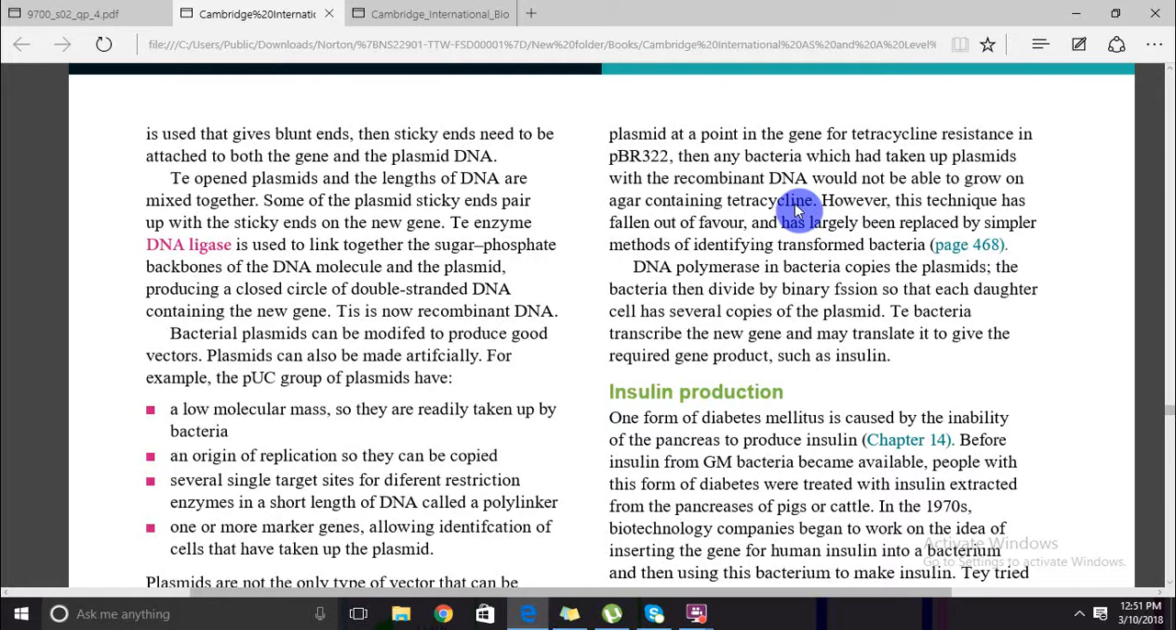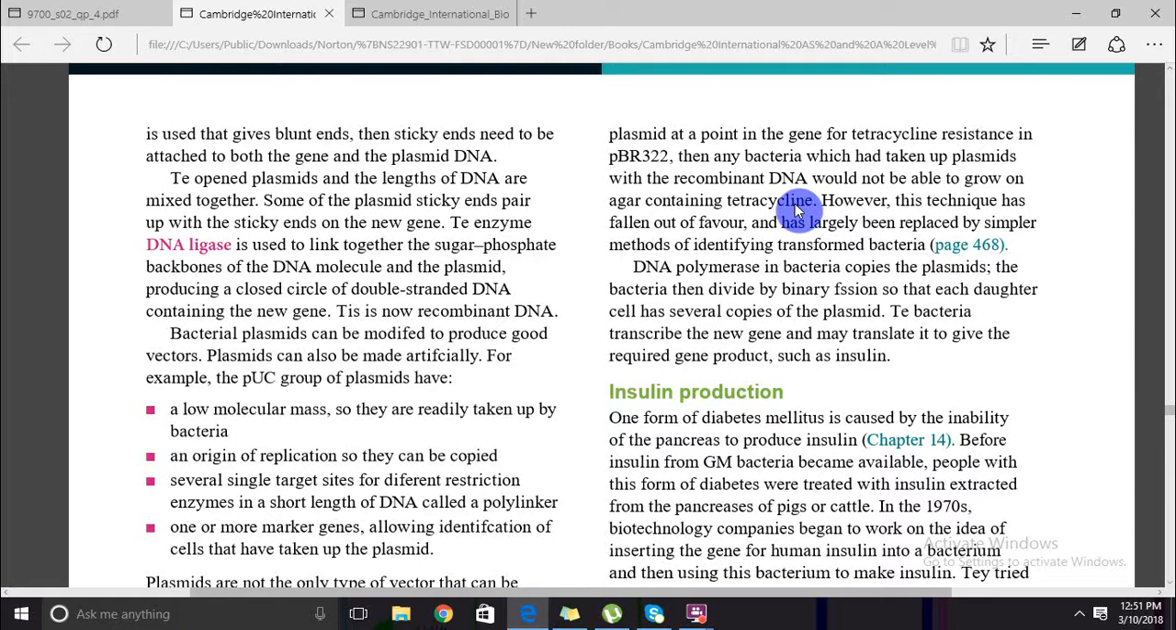Right? They have an origin of replication which allows for autonomous replication, meaning the plasmids replicate themselves. They have several single target sites for different restriction enzymes. Single because we just want the plasmid to be cut at one spot when using one restriction enzyme.